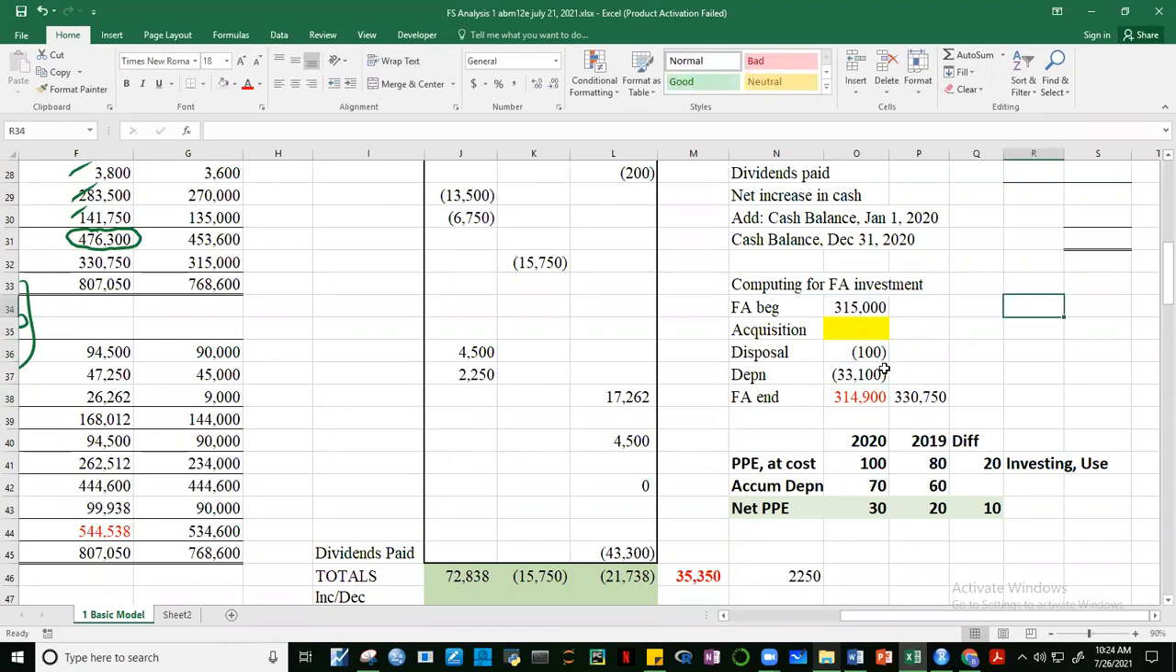Alright. Since wala naman disposal, isi-zero out ko na to. And then, ito yung total natin. Dapat magkano yung total? The total should be 330,750 kasi yun yung lumalabas na net fixed asset natin. Nagsimula tayo sa 315, dapat magtatapos sa 330. Okay, so let's do this. From your data, guys.